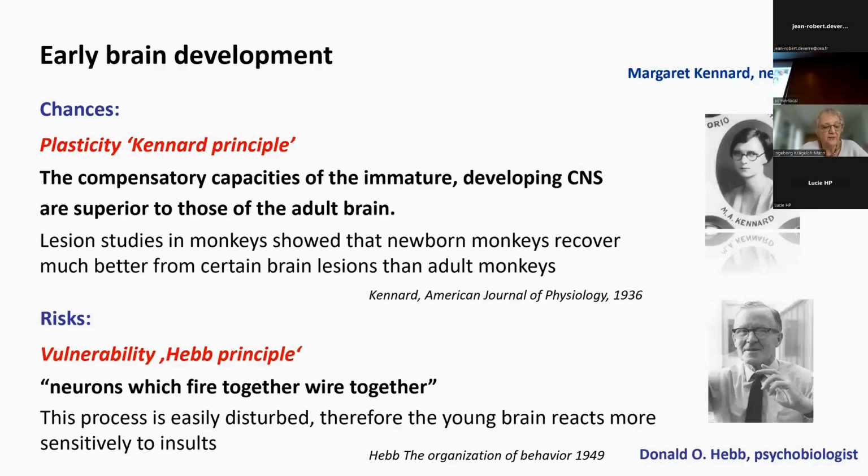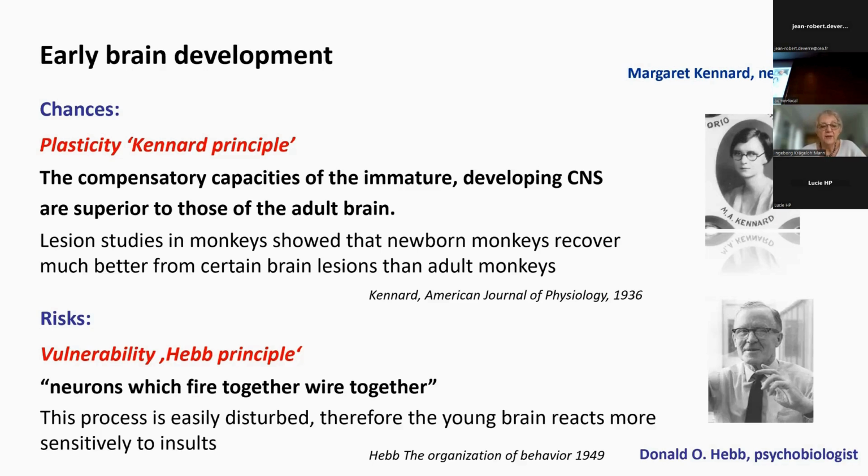And the next thing which imaging has made us understand is that the great principles which refer to early brain development, namely the principle of greater plasticity and the other principle of greater vulnerability, are not mutually exclusive. The first one is called the Kennard principle. Margaret Kennard was a neurobiologist, and she could show that the compensatory capacities of the immature developing brain are superior to those of the adult brain, on the basis of lesion studies in monkeys, where she could show that newborn monkeys recover much better from certain brain lesions than adult monkeys. And you have to keep in mind that these lesions were usually unilateral.